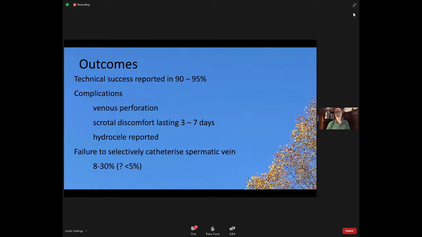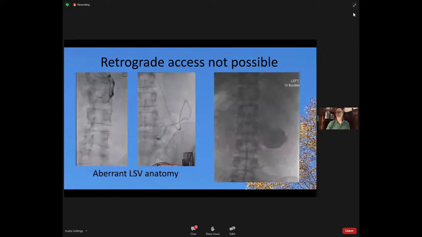Hydrocele has been reported. I haven't seen it in our series, quite a large series, but it has been documented in the literature. I do tell patients that there's a rate of failing to selectively catheterize the spermatic vein, probably less than 5%, I would hope, although in the literature reported in up to 30%. But clearly disappointing for the patient who's been on the table if they weren't aware of that beforehand. So I do think you need to discuss that with them, even though it's very unlikely.